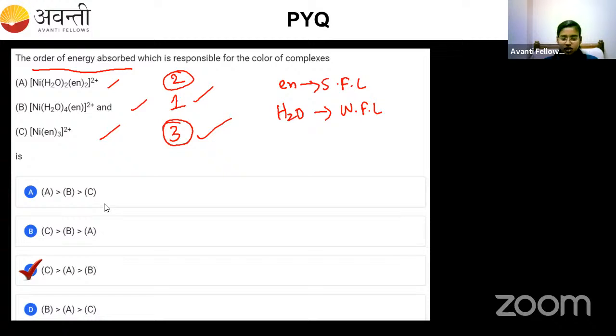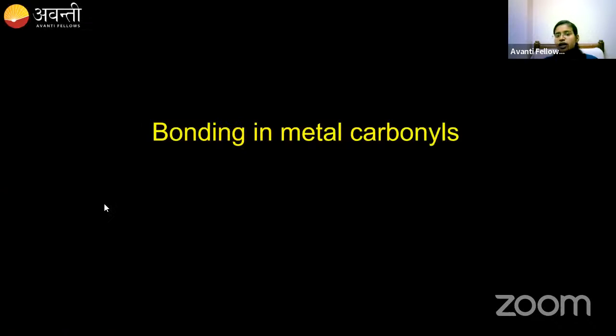Great. So, now we will move on to the next topic, the last but one topic of this lesson, which is bonding in metal carbonyls. So, we have completed Werner's theory, valence bond theory, and crystal field theory. Now we are going to study the bonding in metal carbonyl, which is a very small topic. And after this, we have one more small topic, and with that, the lesson will get over. Okay, so let us study the bonding.